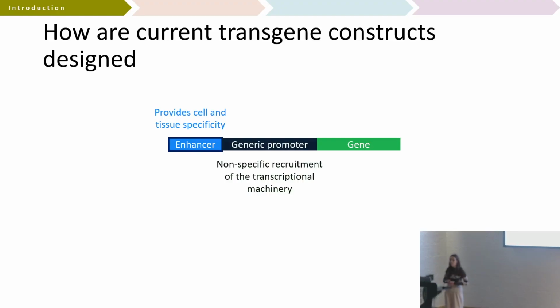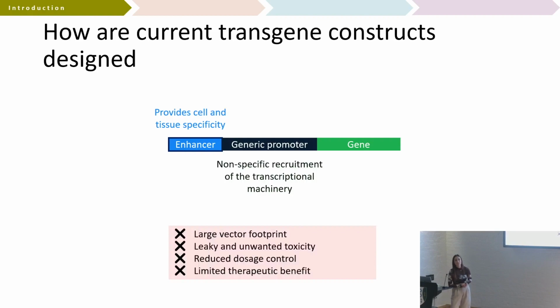There's a generic promoter that typically comes from a viral origin. The issue with this approach is that the construct size is relatively large, and it leads to leaky and unwanted expression in the wrong tissues, which limits the amount of dosage that can be given to a patient, and thus limits also the therapeutic benefit.